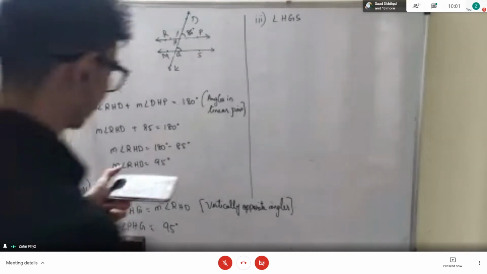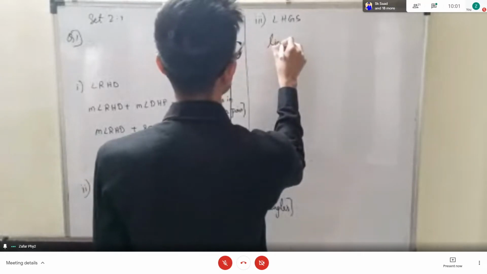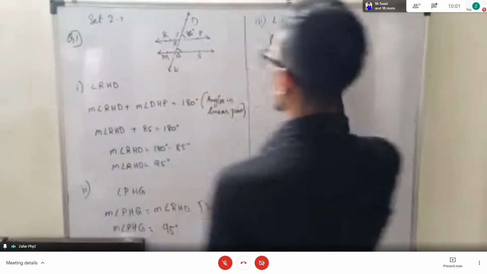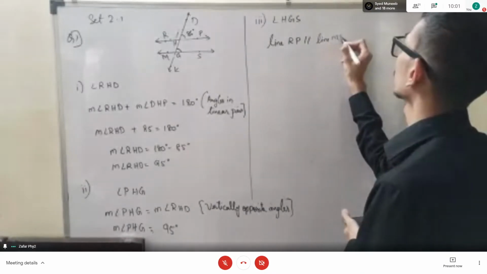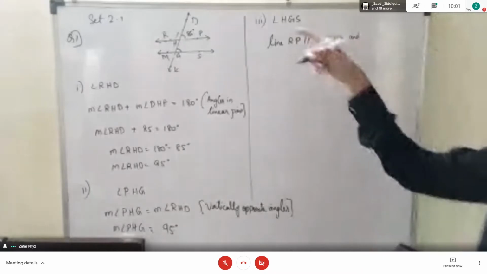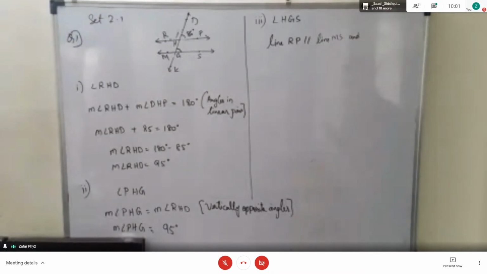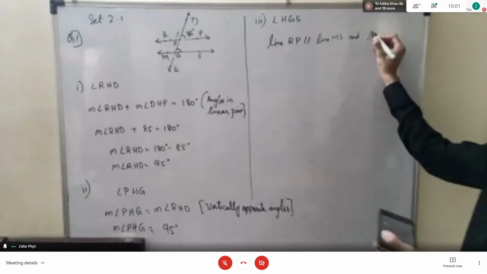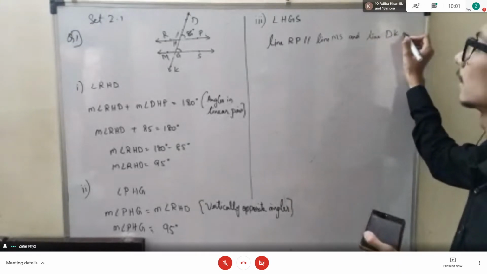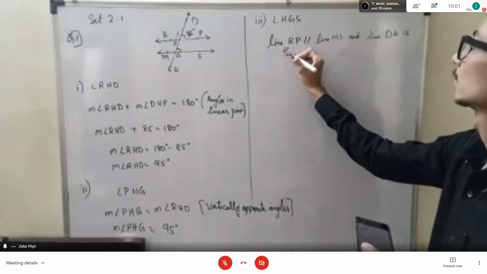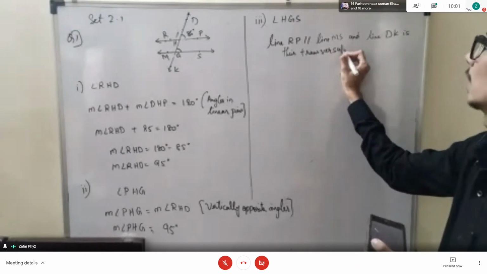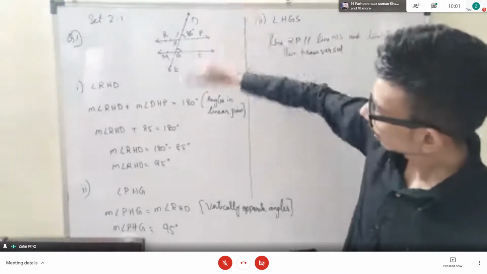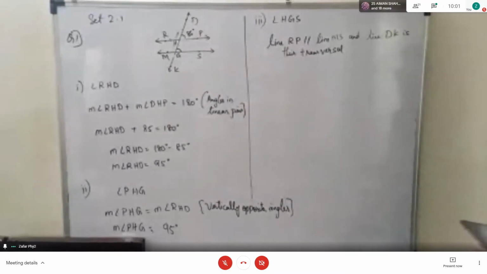So you have to write like this: line RP is parallel to line MS, and that side DK or segment DK or line DK. Line DK is their transversal. ओके, ये लाइंस पैरेलल है और ये ट्रांसवर्सल है. ओके, लाइन डीके इज देयर ट्रांसवर्सल.